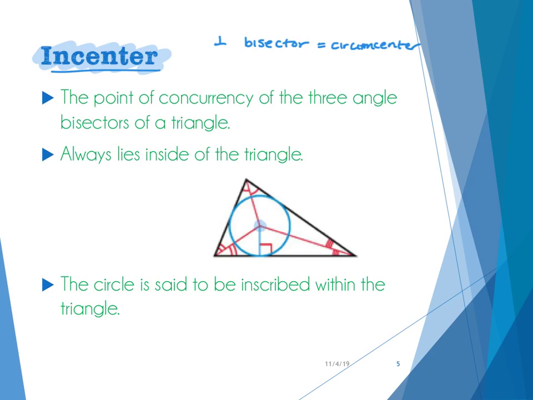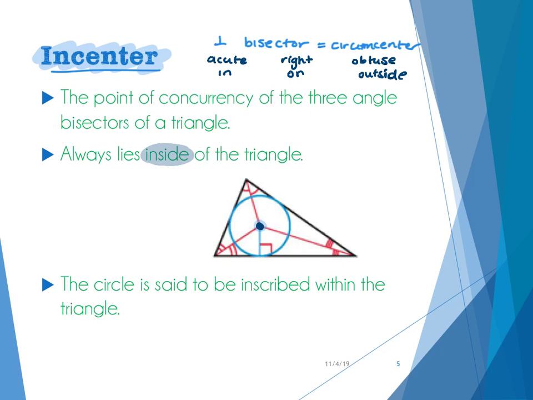If you also remember with the perpendicular bisectors, these were in different locations. If it was acute, they were inside the triangle. If it was right, they met on the triangle. And if it was obtuse, they met outside the triangle. For the incenter, or the point of concurrency for the angle bisectors, it always lies inside the triangle. No matter what kind of triangle you draw, they will always meet inside the triangle.